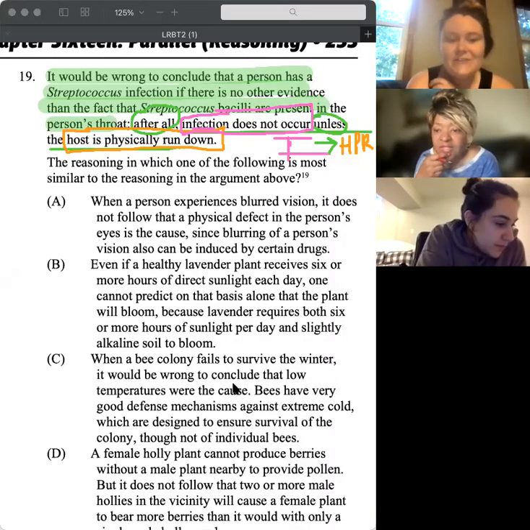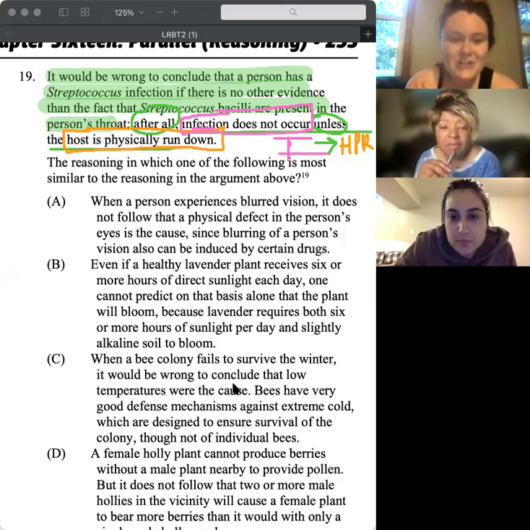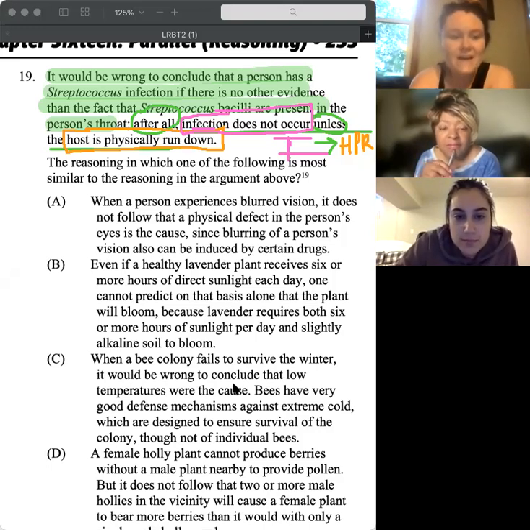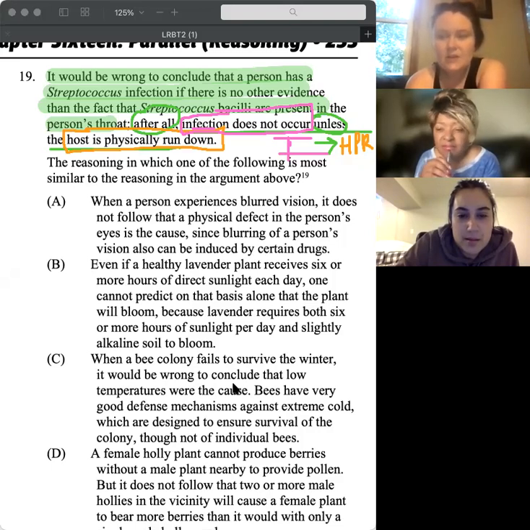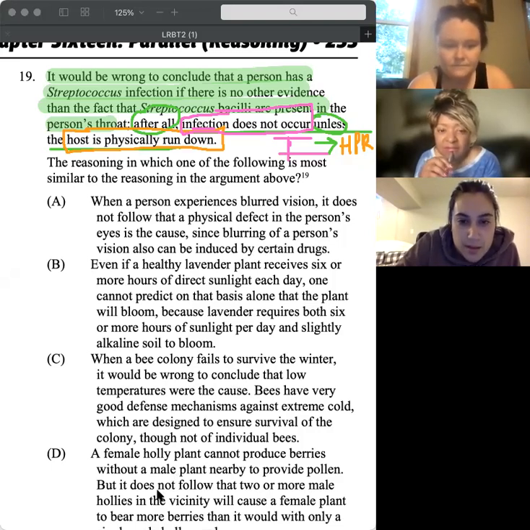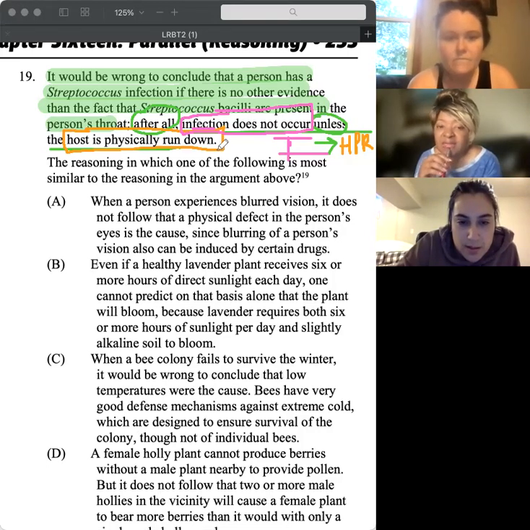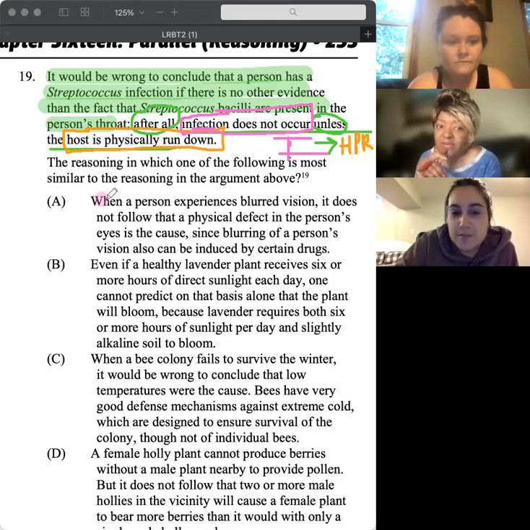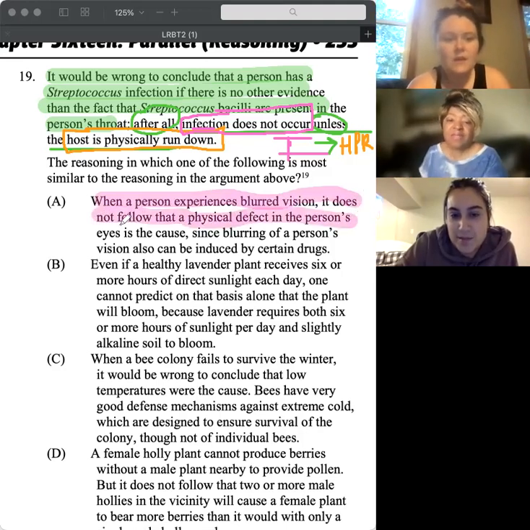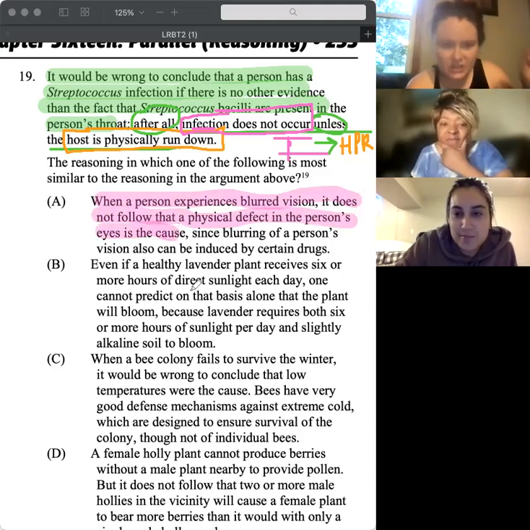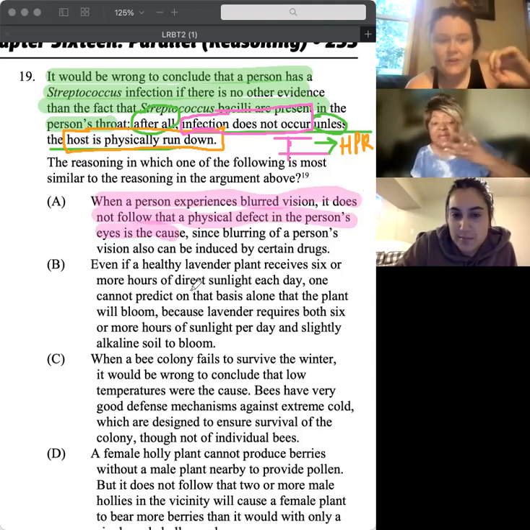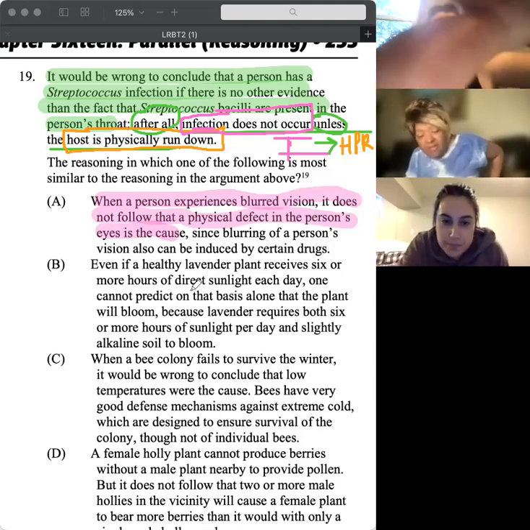So let's read A. When a person experiences blurred vision, it does not follow that a physical defect in the person's eyes is the cause, since blurring of a person's vision can also be induced by certain drugs. So what's our conclusion here? It does not follow, the first sentence. That a physical defect. Yeah. So we're saying when a person has blurred vision, it doesn't follow that they got a physical defect that caused it, because there's this thing that's drugs.